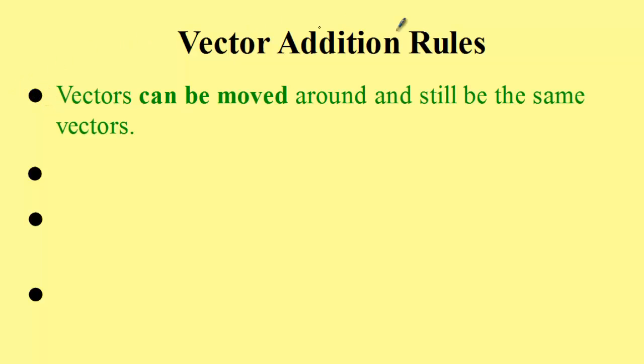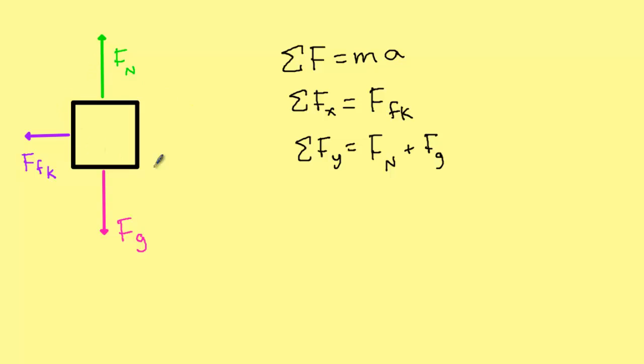And the first one is vectors can be moved around and still be the same vectors. So if we go back to our free body diagram, we have these 3 vectors here, and we want to add them together, but they're all sticking to a box, so we can't do much with them there. Instead, we can move them away from the box and manipulate them over here, because these vectors are still the same magnitude. They still all have the same length that they started with, and they're all pointing in the same direction. So they're essentially the same vector, they're just in a different place.